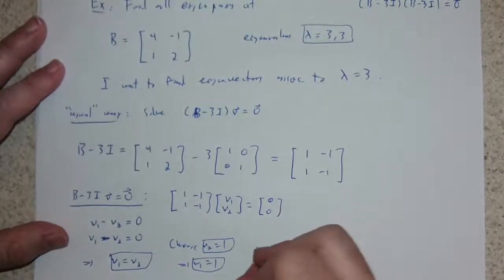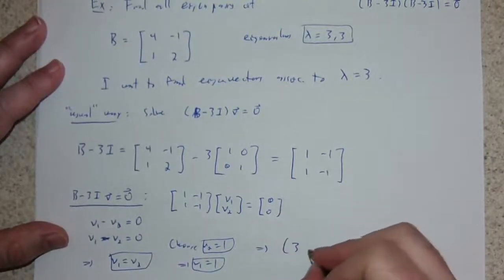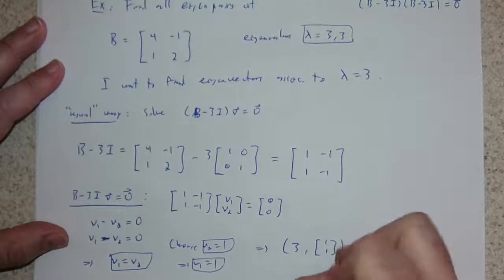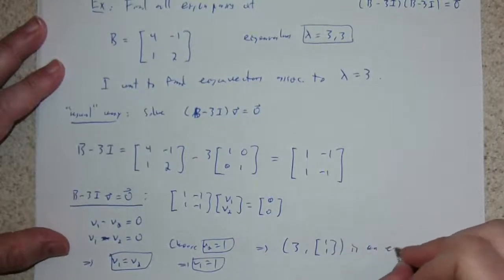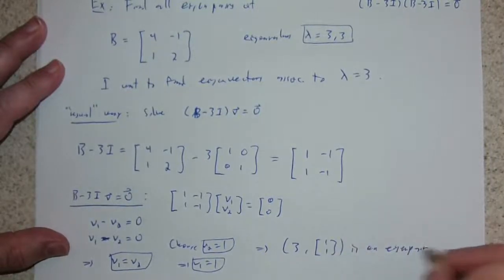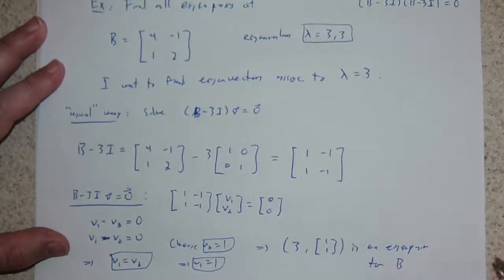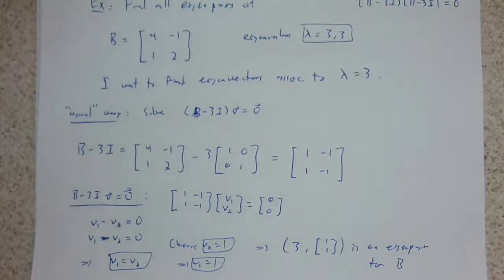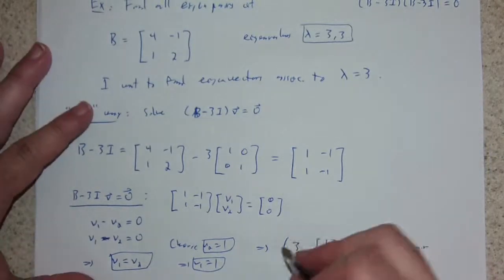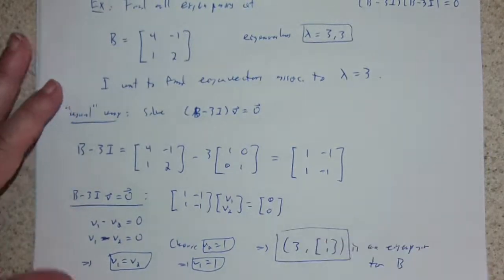So then (3, (1, 1)) is an eigenpair for B. It's not just an eigenpair, it's actually the only eigenpair. That's it. This is it. Because this only has one distinct eigenvalue.